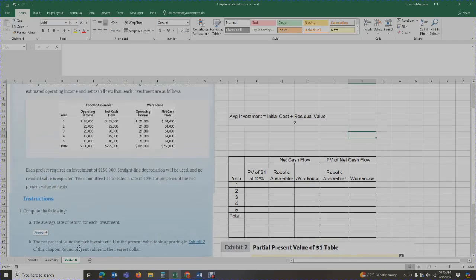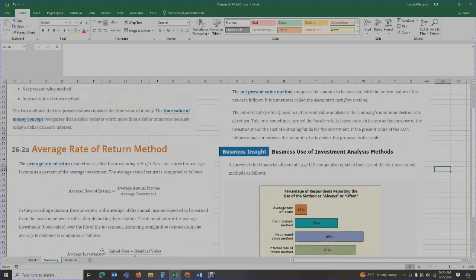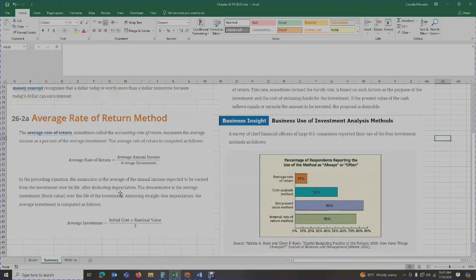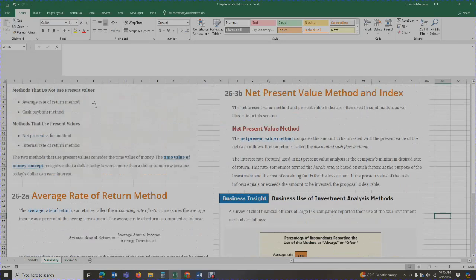Okay, so on your ebook, we do have the information on the average rate of return. Before we go that route, let's quickly highlight what this chapter or a specific section of the chapter covers. So there's 4 methods being explained in this chapter for dealing with capital investment analysis. We have 2 methods that do not use present values. We have the average rate of return method and the cash payback period.